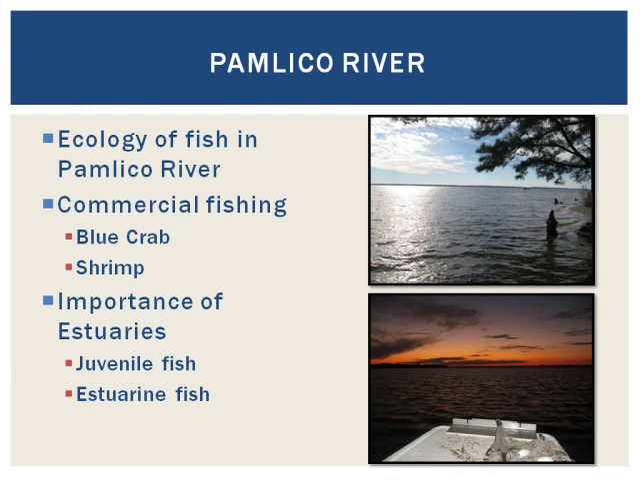To start with, Pamlico River has a diverse ecology of fishes, ranging from freshwater fish near Washington, North Carolina, to more estuarine-dependent fishes, as well as some marine species towards the mouth of Pamlico Sound.